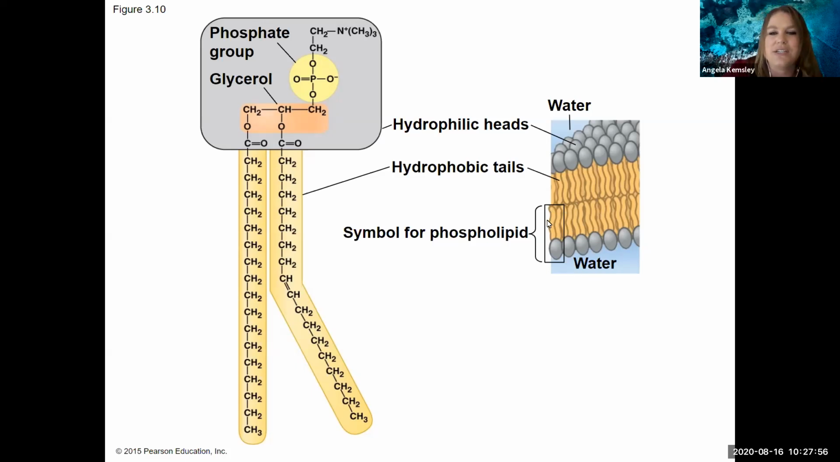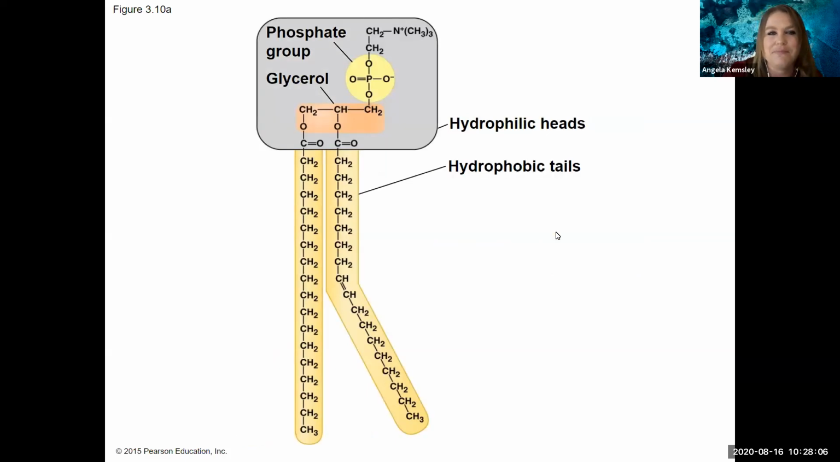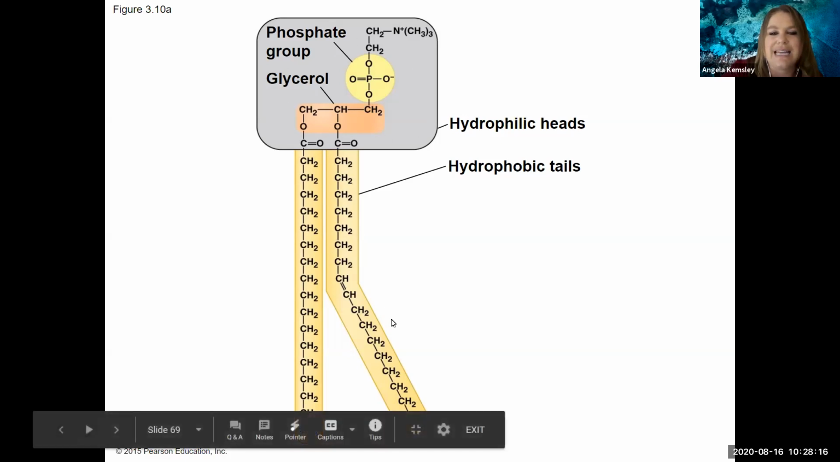And it's just important to note that when you see something like this, where you've got a circle and then two little squiggles, that's our symbol for a phospholipid. So here it is again. We've got this whole part at the top, the glycerol bonded to the phosphate group, that is our hydrophilic head. And then we have our hydrophobic tails. Notice the kink down here.